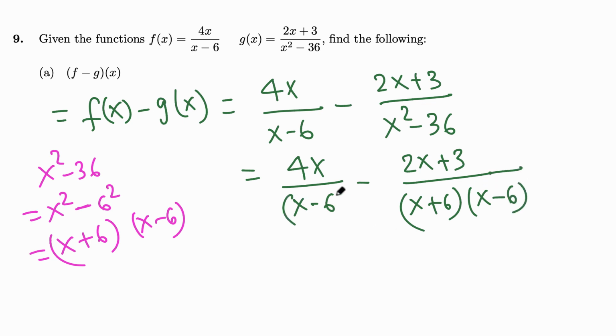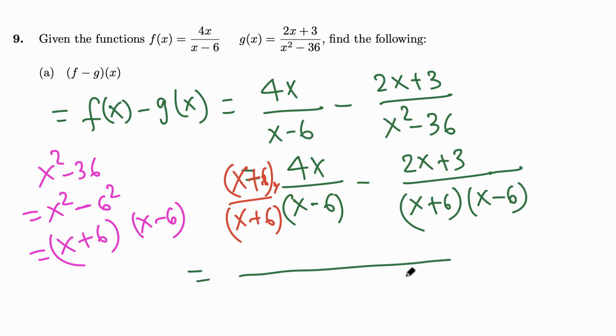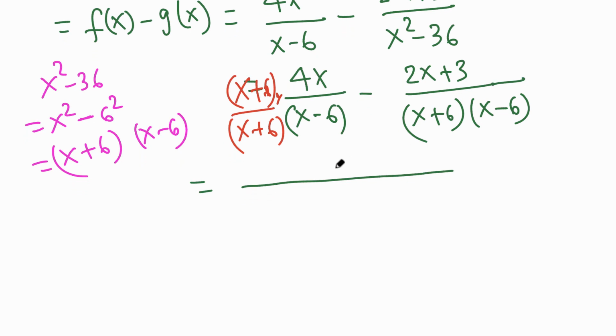Now we can put parentheses around. So we need to multiply the first fraction by something so that we can make the same denominator. So multiply by x minus 6 here, x plus 6 is missing. So we multiply x plus 6 on the top, x plus 6 on the bottom. Okay. So that means now we got the same denominator of (x plus 6)(x minus 6).